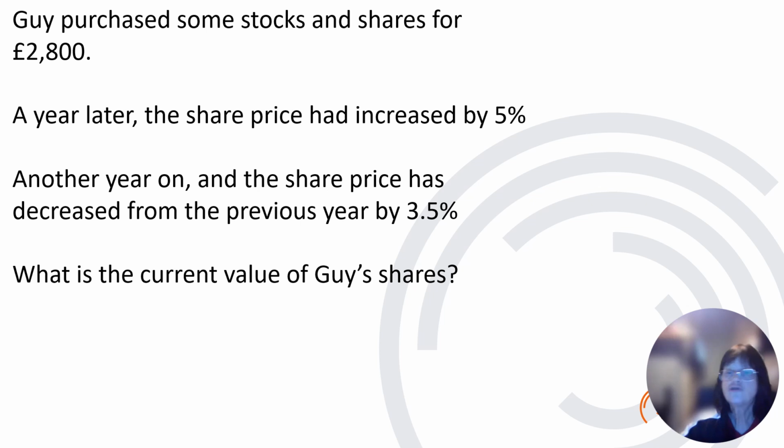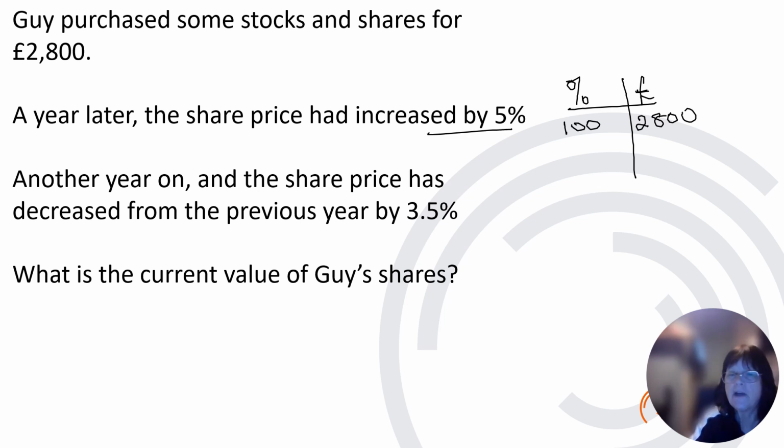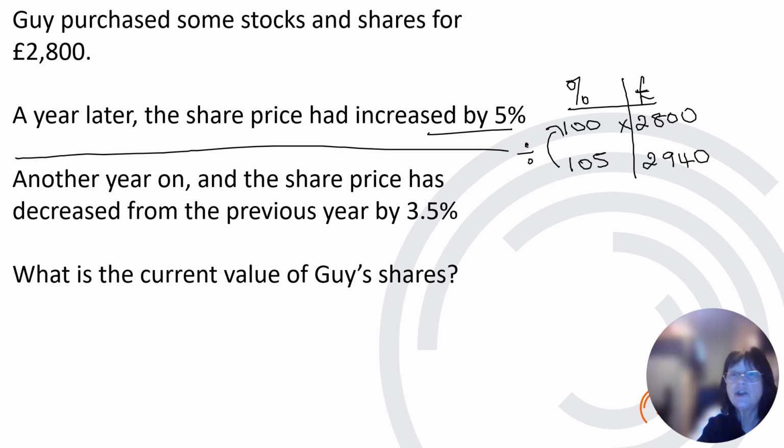Okay, let's try and look at this together and see how you got on. So what we know, percentage and pounds, what we know is that 100% was 2,800. It increased by 5%, so 105%. Divide by the number above, multiply across, and you get 2,940. So a year later, he had 2,940, but shares can go down as well as going up.